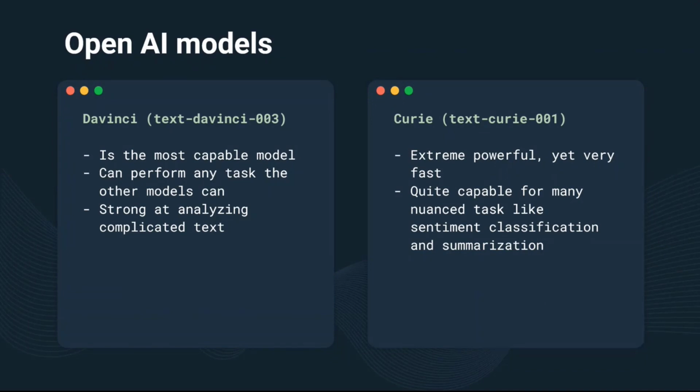Next to that, the second one, you have the Curie model. It's a smaller and more efficient language model than DaVinci, designed for tasks that require faster text generation with fewer computational resources. It is still capable of producing high-quality text, but may not be as versatile as DaVinci. Curie is particularly well-suited for tasks such as summarizing large amounts of text data and generating short-form content.